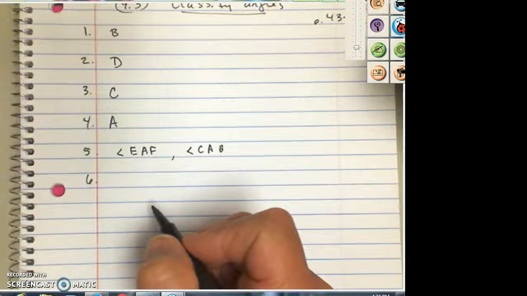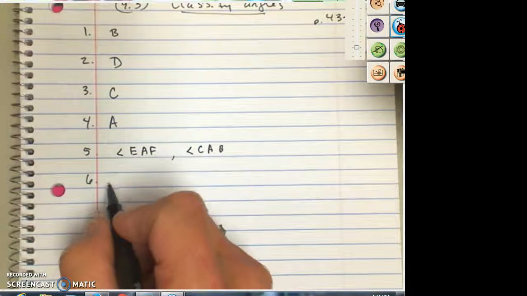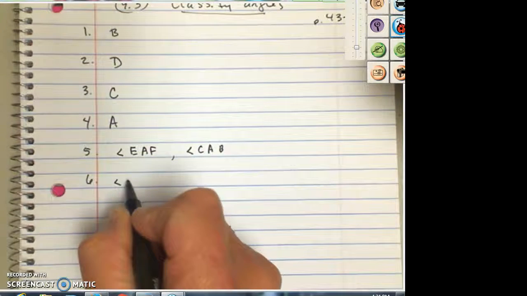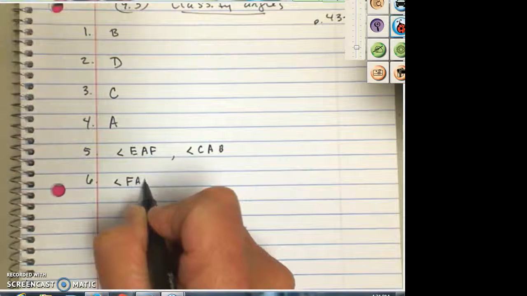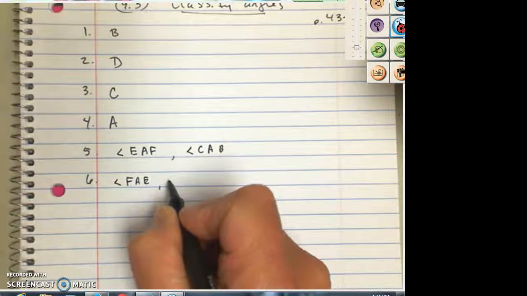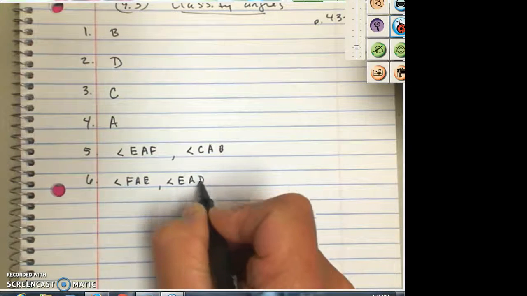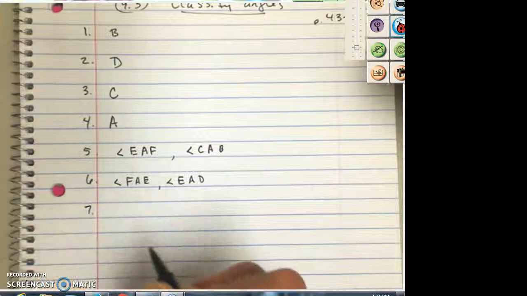Number 6, name a pair of complementary angles. Complementary angles are angles that add up to 90 degrees. So in this case, in our drawing on page 432, we could say that angle FAE and angle EAD are two angles that add up to 90 degrees, which makes them complementary.